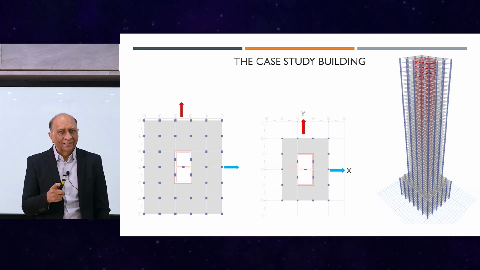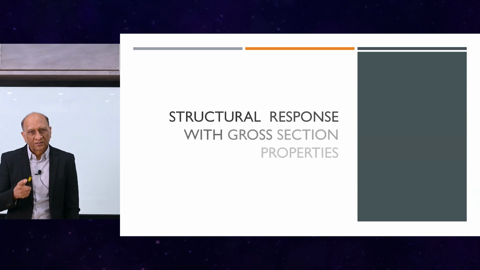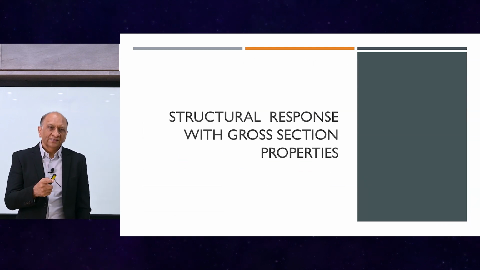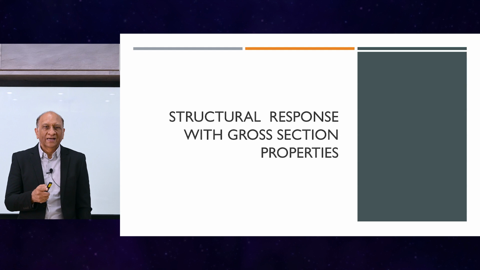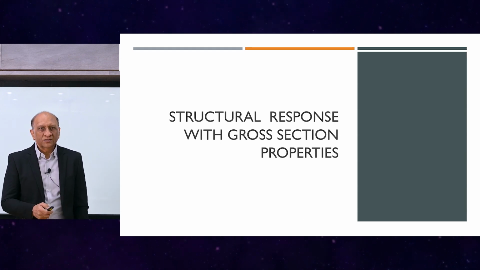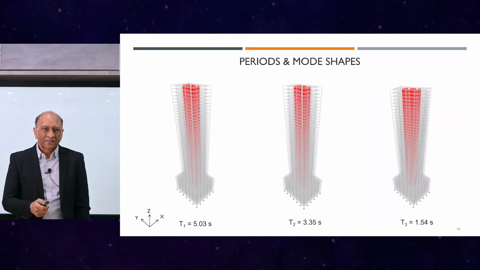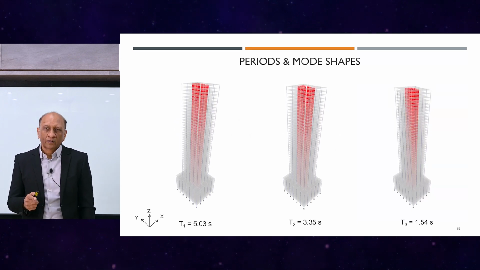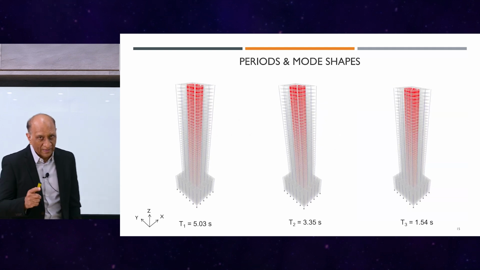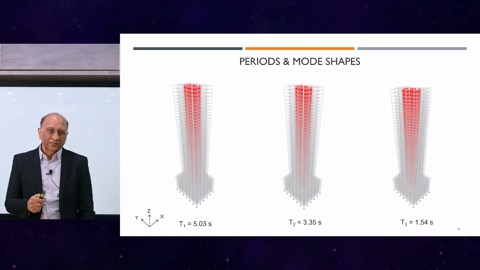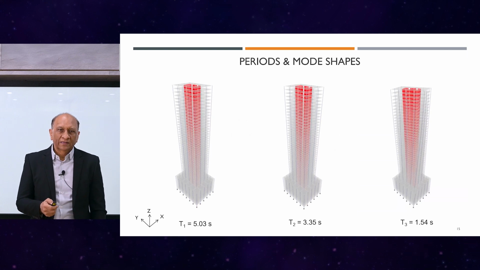It's a kind of idealized, but not too artificial. Many tall buildings are of this kind. We have a core in the center, and then we have a service area around that. So it's not completely abstract. We take that 50-story building, and we first do the gross analysis. That means we use the gross properties as computed from the gross member sections, columns, beams, and walls without any reduction. And we see how that looks.